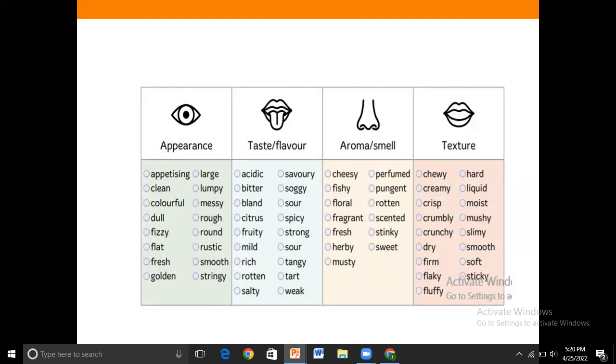When you are presented a food, a person might be asked to tick whatever is most suitable. Is it appetizing, is it colorful, is it fizzy, is it flat, is it round, is it smooth? All these things come under appearance. And taste, how is the taste? Is it fruity, is it spicy, is it strong, is it tart, is it weak? Aroma, what is the type of smell that is coming in? Then texture, is it crispy, crumbly, etc.